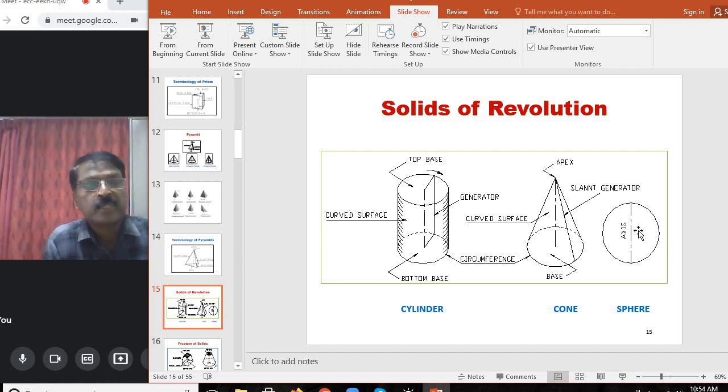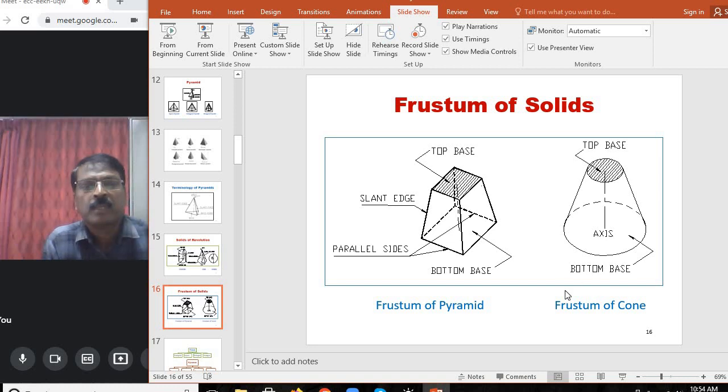Similarly, for a sphere, consider the axis or diameter of a circle, and consider a semicircle. When it is revolved over the diameter, it will generate a sphere. So the sphere is considered as a solid of revolution. Then, frustum of solids. What are frustum of solids?